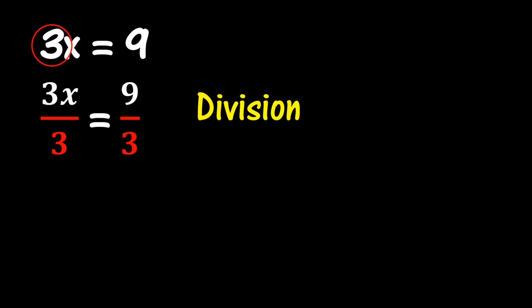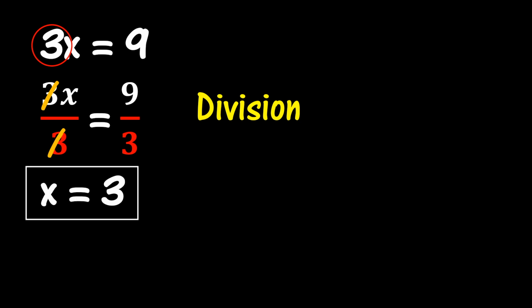On the left-hand side, we now have 3x divided by 3. Looking only at the numbers, we have 3 divided by 3, which is equal to 1. So, all that is left on the left-hand side is 1x, or plain old x. On the right-hand side, we now have 9 divided by 3, which is equal to 3. So, the answer is x equals 3.